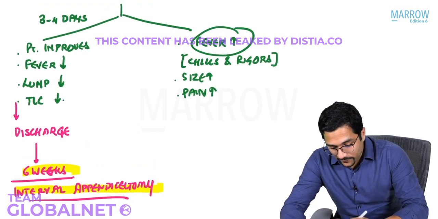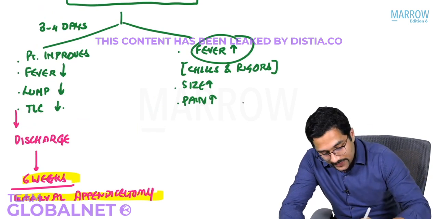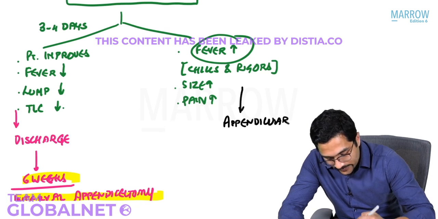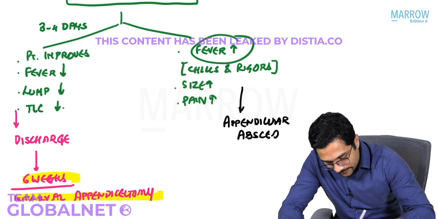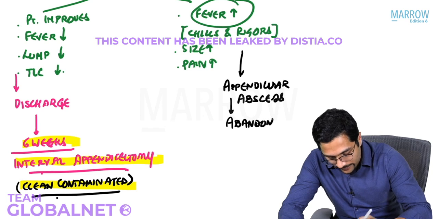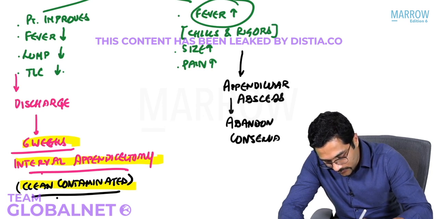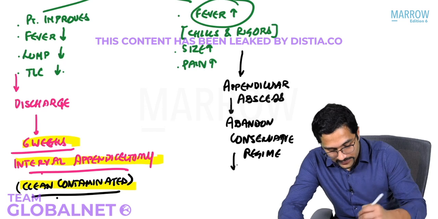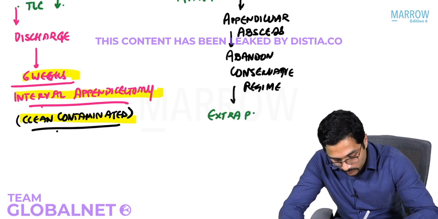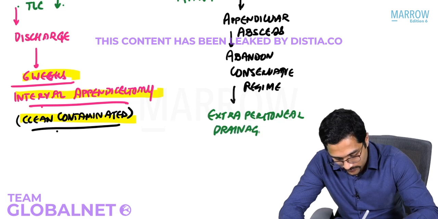But if the pain is increasing, the fever is increasing, then most likely the patient is developing an appendicular abscess, right? And this scenario was asked in the All India exam 2 times. Appendicular abscess is being formed, and here we abandon the conservative regime. And after abandoning the conservative regime, we carry out extraperitoneal drainage. So this is very important. We carry out extraperitoneal drainage of the abscess.